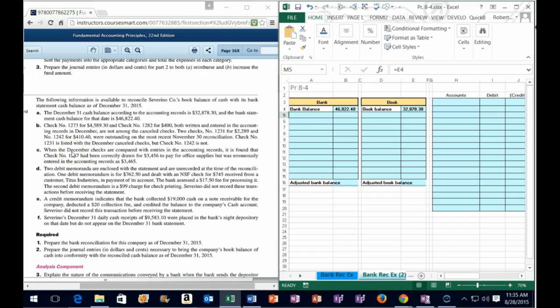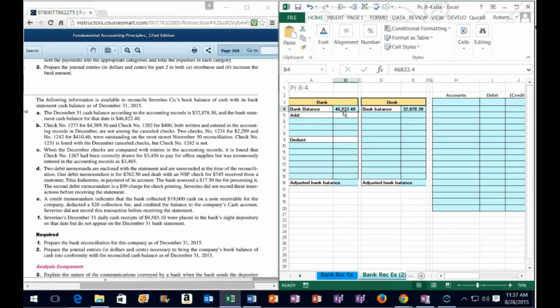Check number 1242 is not. So what that means is when we went through our books, these are checks that have not cleared. They're still outstanding. So over here on the bank side, we're going to say that the bank is wrong in this case. They're not wrong in that they made an error. They're wrong in that it's a timing difference. So these checks have not yet cleared.